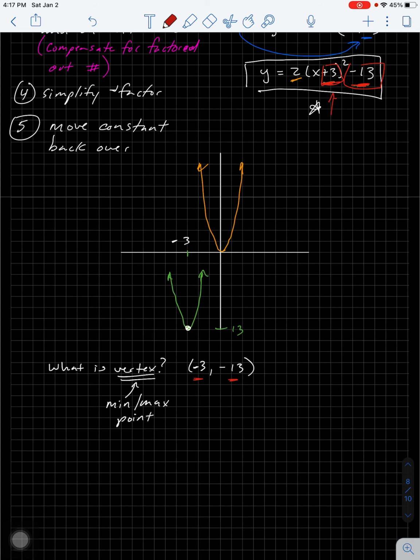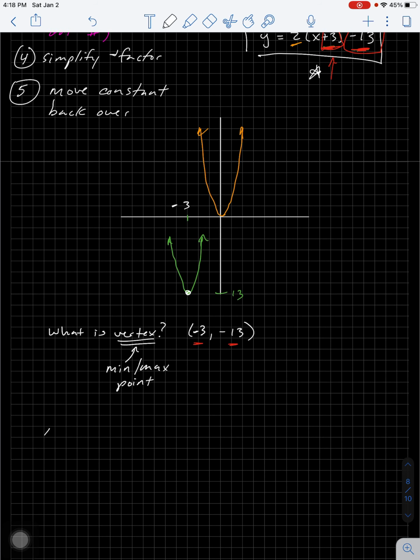As long as you make sure to change the sign on that 3, I can ask you what the vertex is. Other questions that your homework might ask you are to find the x and y intercepts. So let's do that one at a time.